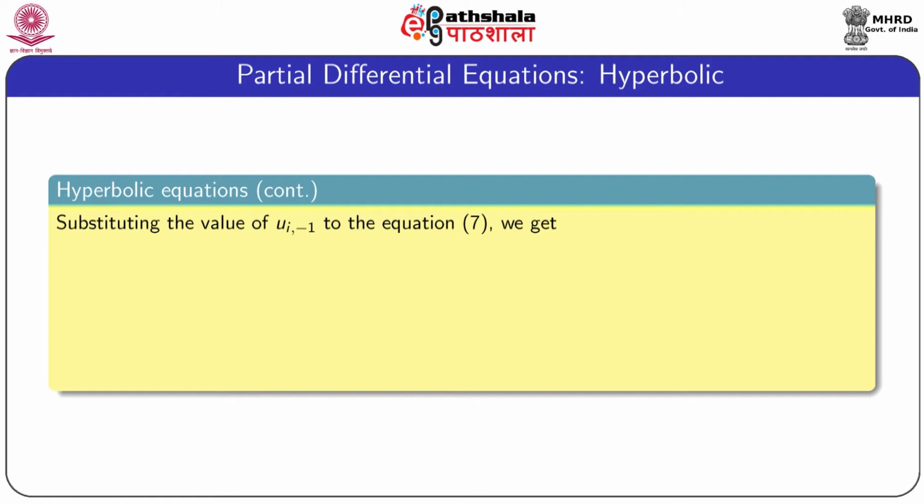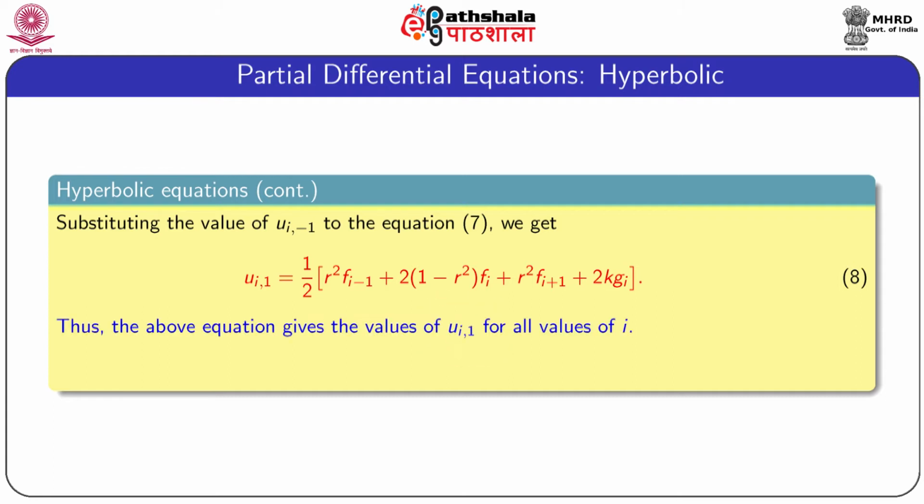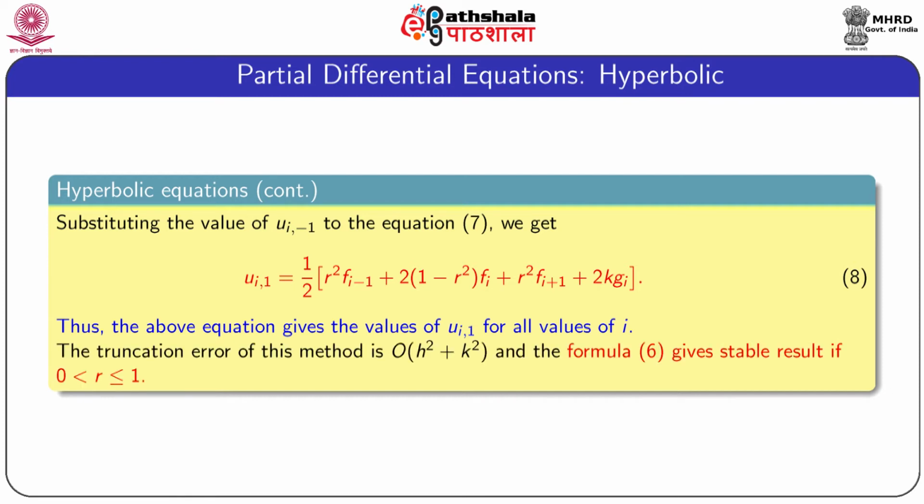Note that the right hand side are known functions, that means f is a given function, g is also another given function. Thus, the above equation gives the values of u_{i,1} for i equal to 1, 2, 3, 4 and so on. Note that the truncation error of this method is of order h square plus k square, where h and k are the step lengths along the x and t directions, and formula 6 is convergent for 0 strictly less than r less than or equal to 1. So, this is the limitation of this explicit method.